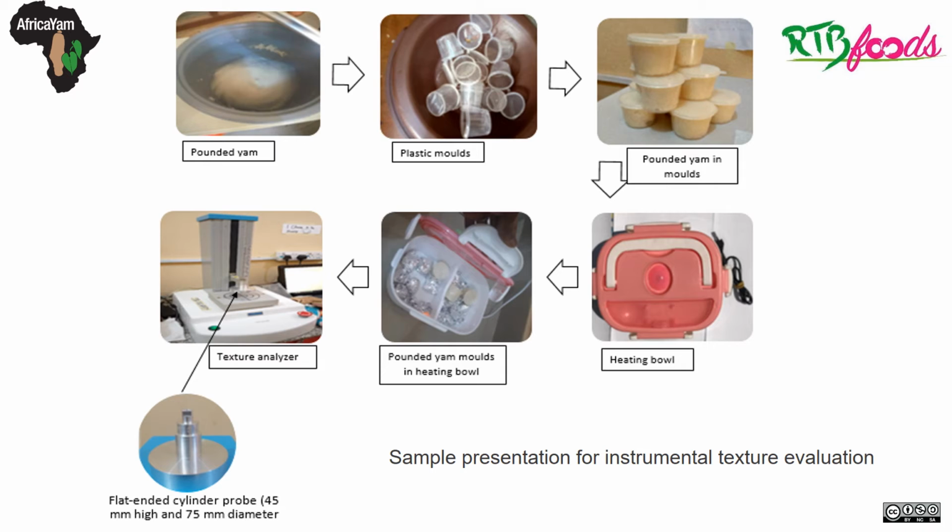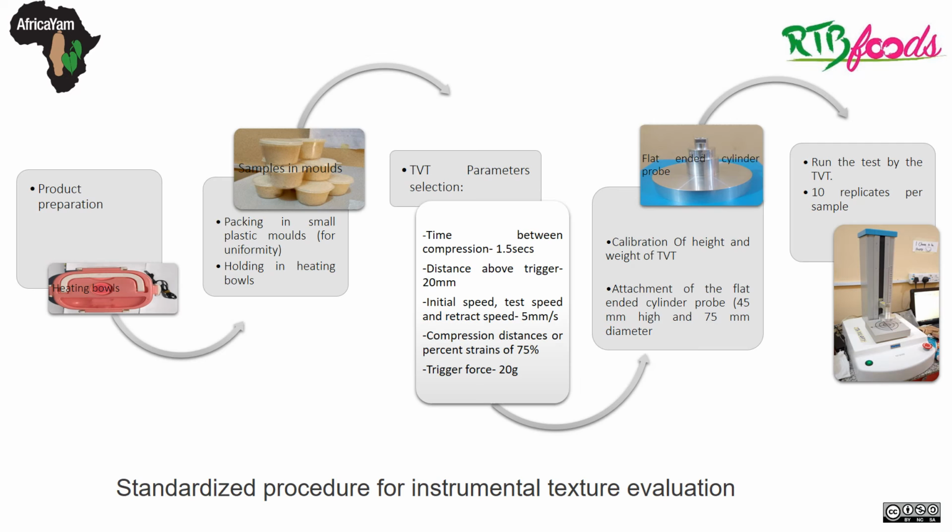The probe that we normally use is the flat-ended cylinder probe, which is 45 mm and 75 mm in diameter. We can also use the one that is 300 mm and 75 mm in diameter. I've explained this chart, and this is how we'll do it. The time between compression is usually 1.5 seconds. Initial speed is 5 mm, and our compression distance is 75% strain. We have written the SOP. We are waiting for the validation.